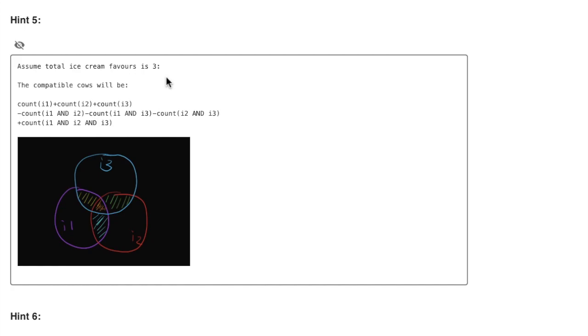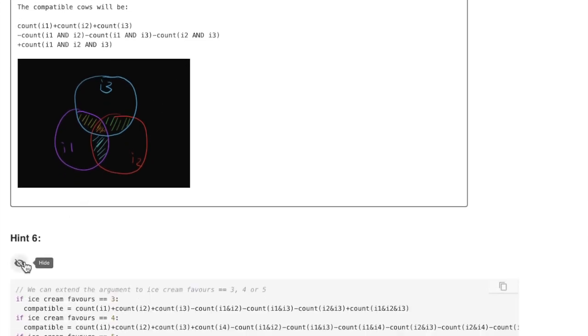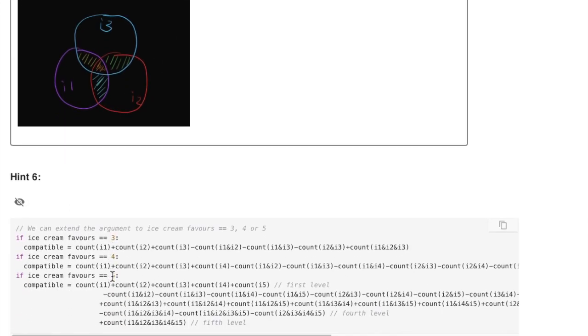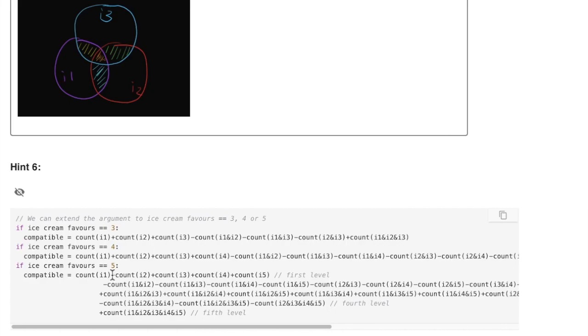get the idea. If we just extend the idea from 3, 4, and 5, of course, the formula will be a bit more complicated, but essentially the first level is 5 choose 1, and then the second level will be 5 choose 2, because we have to pick any combinations that have a size of 2, and then the third level will be 5 choose 3, and then the fourth level will be 5 choose 4, and then the fifth level, which is 5 choose 5, which is just I1 and I2 and I3 and I4 and I5.